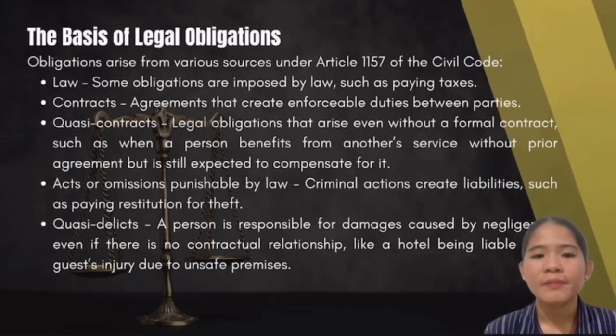Lastly is the quasi-delict. A person is responsible for damages caused by negligence, even if there is no contractual relationship, like a hotel being liable for a guest's injury due to unsafe premises. So obligations are not just created by contracts. Some arise by law, like our duty to pay taxes. Others are formed through quasi-contracts, such as when a person benefits from another's act and must compensate them fairly. Additionally, crimes and negligence can create legal liabilities. And understanding the sources of the obligations helps businesses and individuals comply with the law.